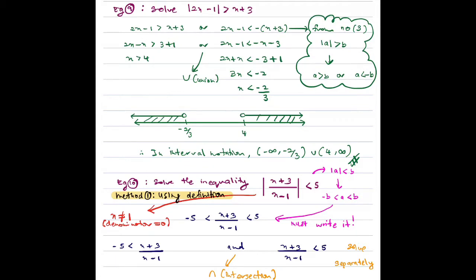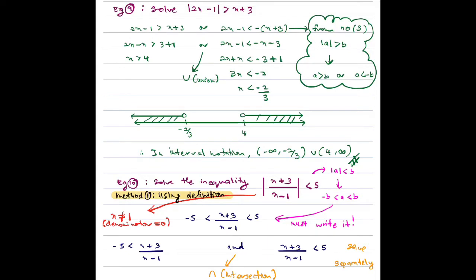In this video I will explain another example for absolute values in inequality. Example 9: solve the modulus of 2x minus 1 greater than x plus 3. For this question we assume that the value of x plus 3 is positive.